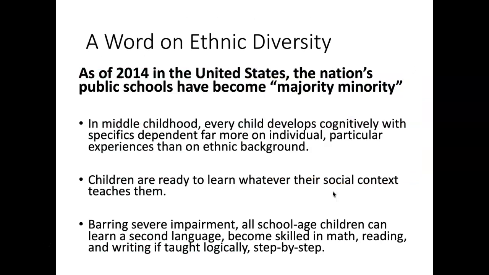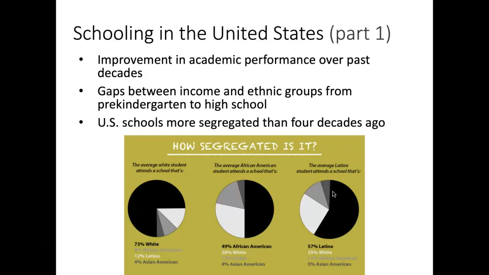So a word on ethnic diversity. As of 2014 in the United States, the nation's public schools have become what they call majority-minority. In middle childhood, every child develops cognitively with specifics dependent far more on the individual, their particular experiences, than on their ethnic background. Children are ready to learn whatever their social context teaches them. Barring severe impairment, all school-age children can learn a second language, become skilled in math, reading, and writing if taught logically step by step. This has been shown over and over again through research. However, our schools remain highly segregated.